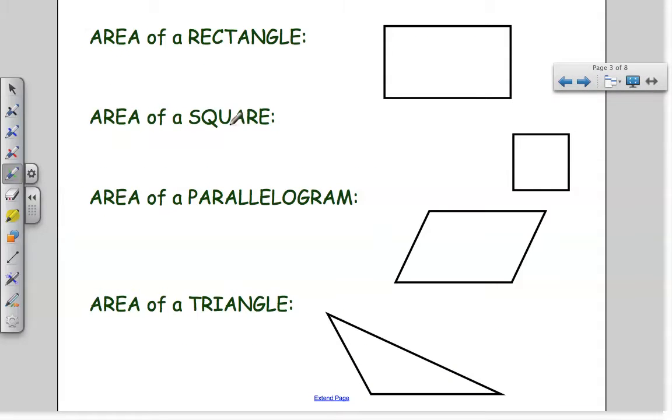Let's get some of our basic formulas here. What is the formula for area of a rectangle? You should know that the area of a rectangle is just base times height, or you can think of it as length times width.